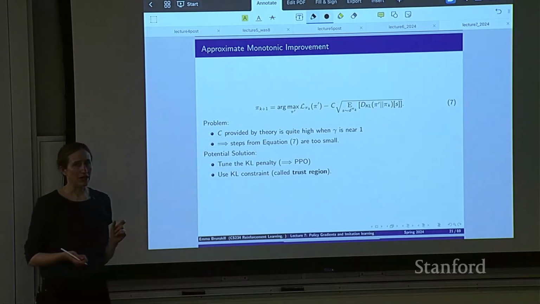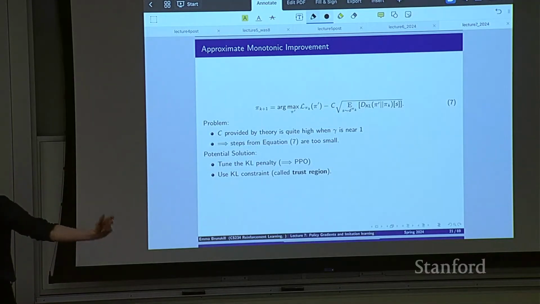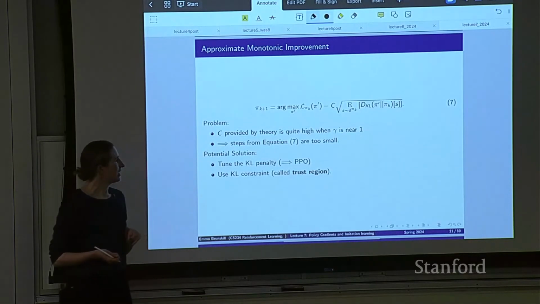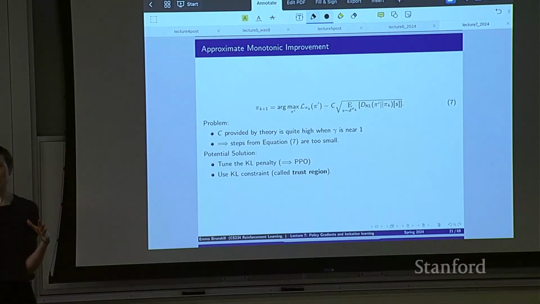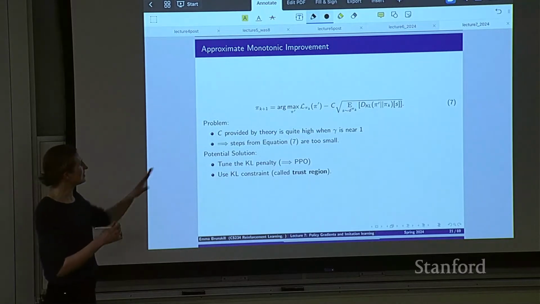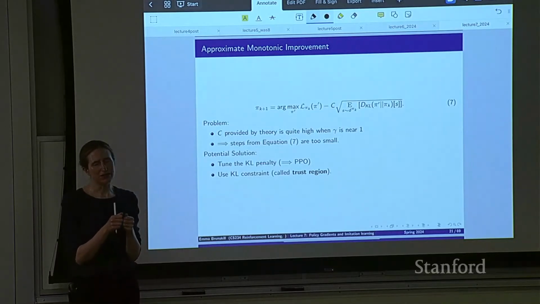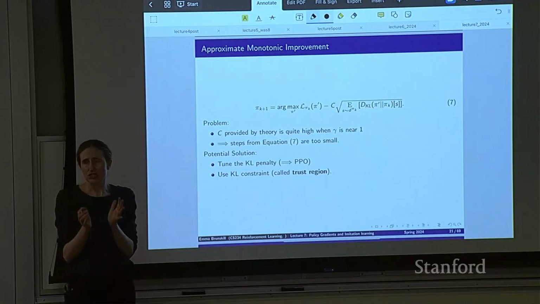When gamma is near 1, what that means is that we care almost as much about long horizon rewards as we do about immediate rewards. When it is close to 1, gamma is pretty large. And so what that means is that in general, that second term can make you be very conservative. So why is that? Well, if C is really large, that means if your new policy takes actions that are quite different than your old policy, you're going to have a really big penalty. So what that basically does is it shrinks your step size.